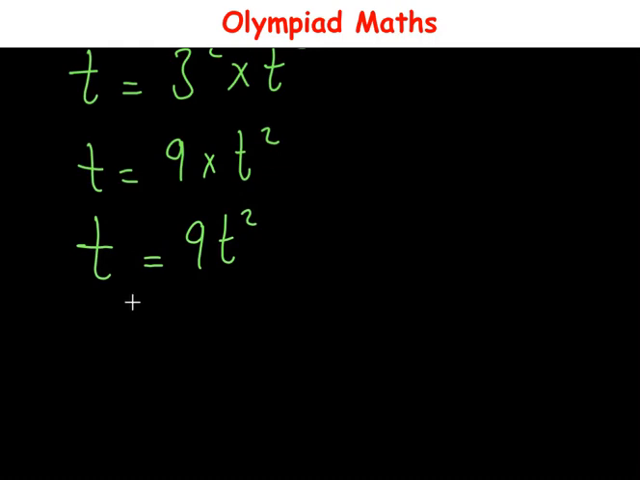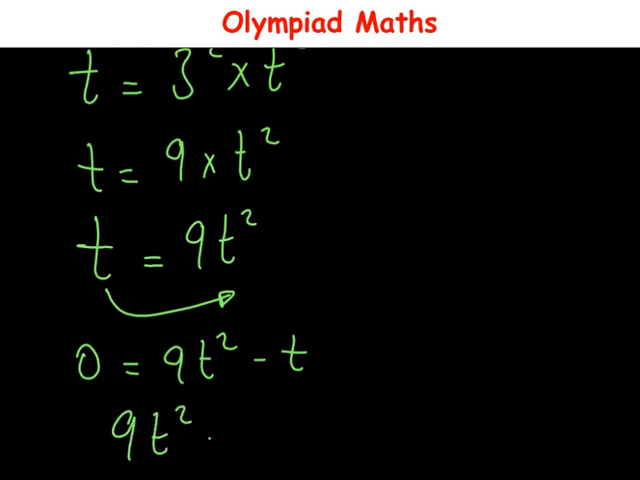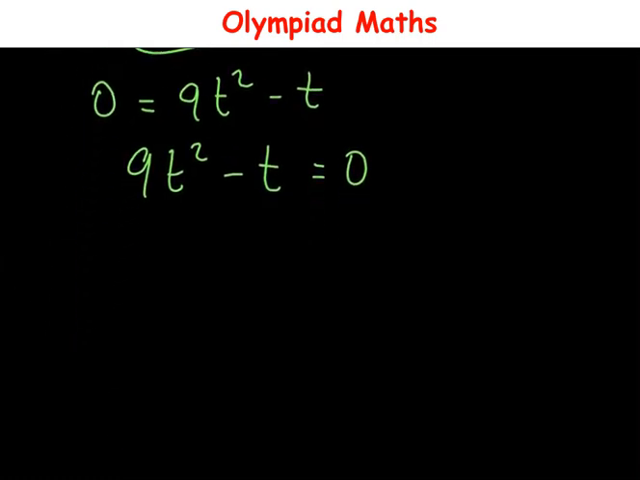So the next thing for us to do is to move this t over to this side, so that here becomes 0 is equal to 9t squared minus t. Now on doing this, this can be rearranged as 9t squared minus t is equal to 0. And from here, we have a common factor, which is t. So factorize out t into brackets. If we divide 9t squared by t, we have 9t, then minus, if we divide t by t, we have 1, all equal to 0.